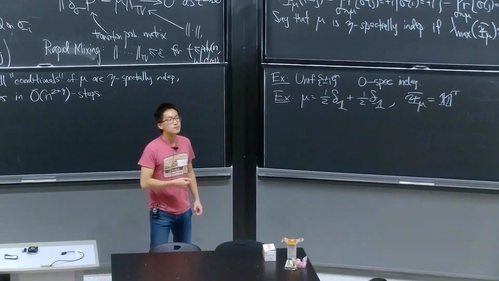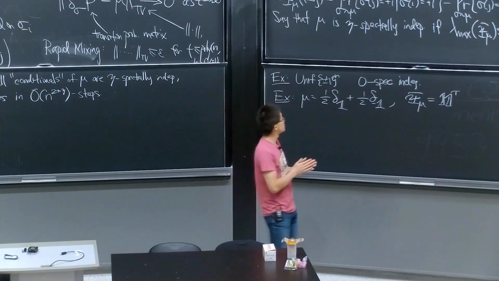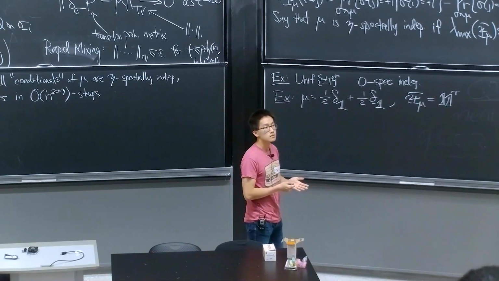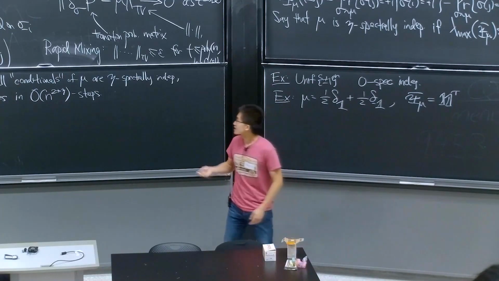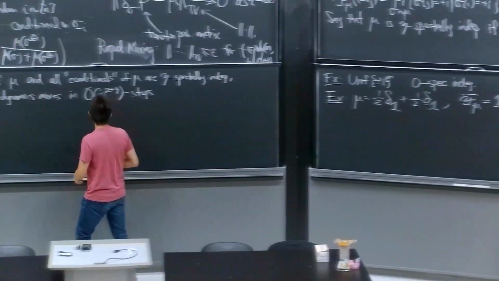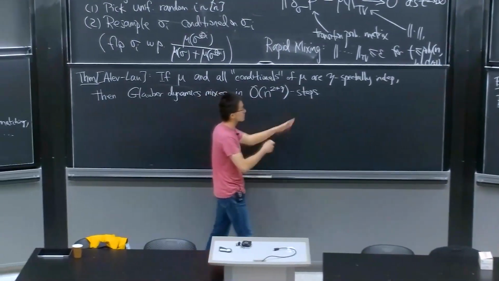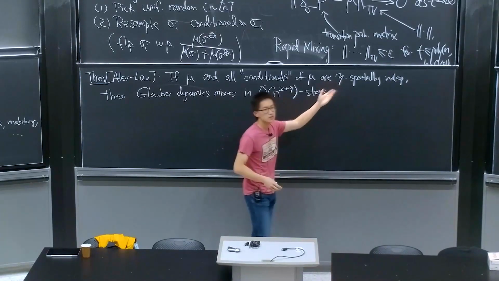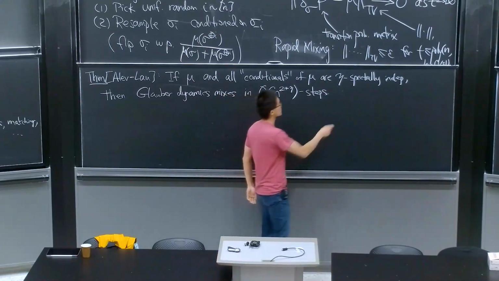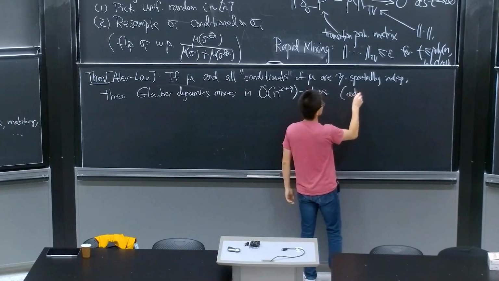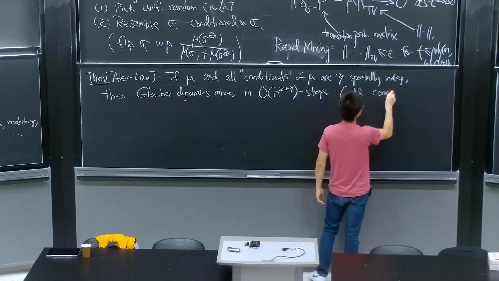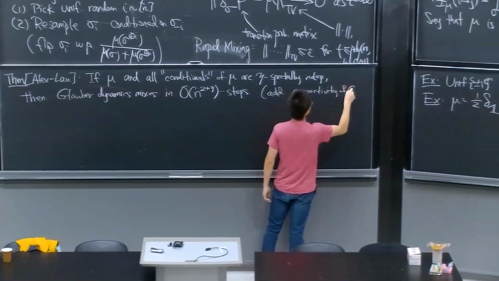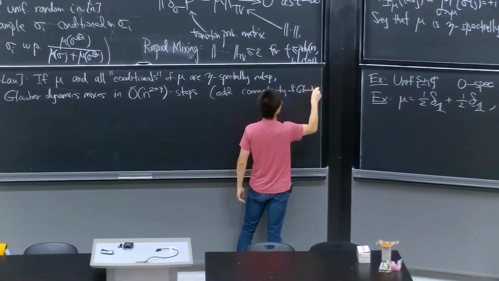In the second example, does this say that it mixes in n to the 2 plus eta time? Good catch. I should say let's say it's also connected. So under a very mild assumption, spectral independence implies mixing. Yeah, good catch.